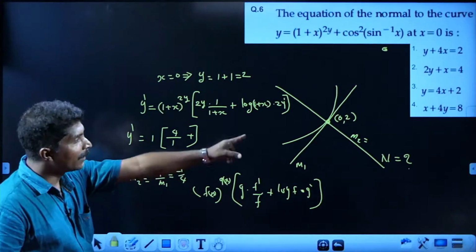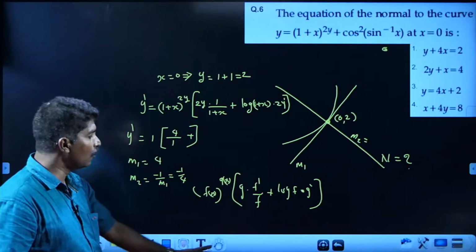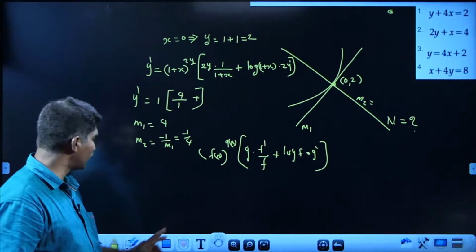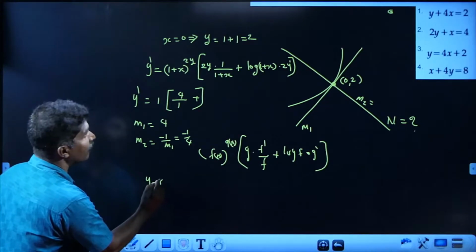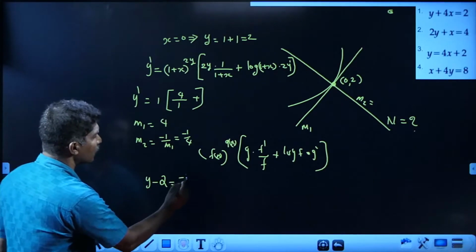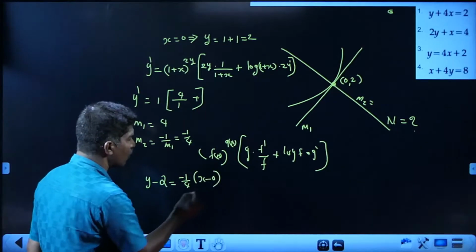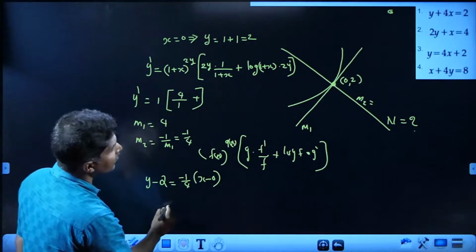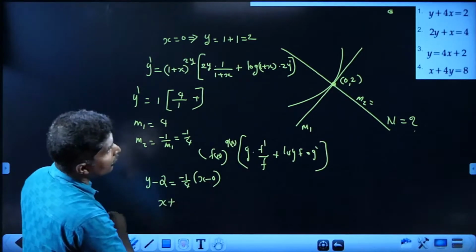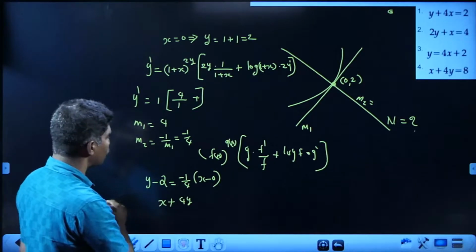Okay. Now you will be very happy to write the equation of the normal. How will you write the equation of the normal now? What is the formula? y minus y1. So y minus 2 is equal to negative 1 by 4 into (x minus 0). On cross multiplying, 4y is here, minus x is here. I think the answer will be x plus 4y, 4 into 2, 8. x plus 4y is equal to 8.